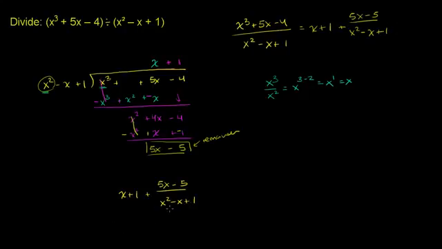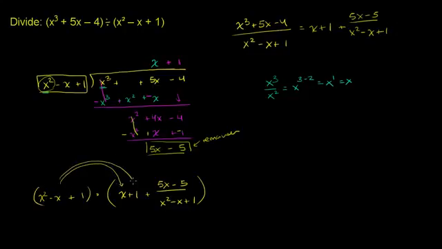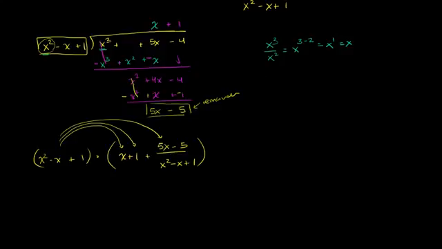And we can check that this works. If we take this thing over here and we multiply it by this thing over here, we should get the x to the third plus 5x minus 4. So let's do that. Let's multiply it by x squared minus x plus 1. And to do that, let's just distribute this whole trinomial times each of these terms. When we do the first term, we have x squared minus x plus 1 times x. So that's going to be x times x squared, which is x to the third, x times negative x, which is negative x squared, x times 1, which is plus x.